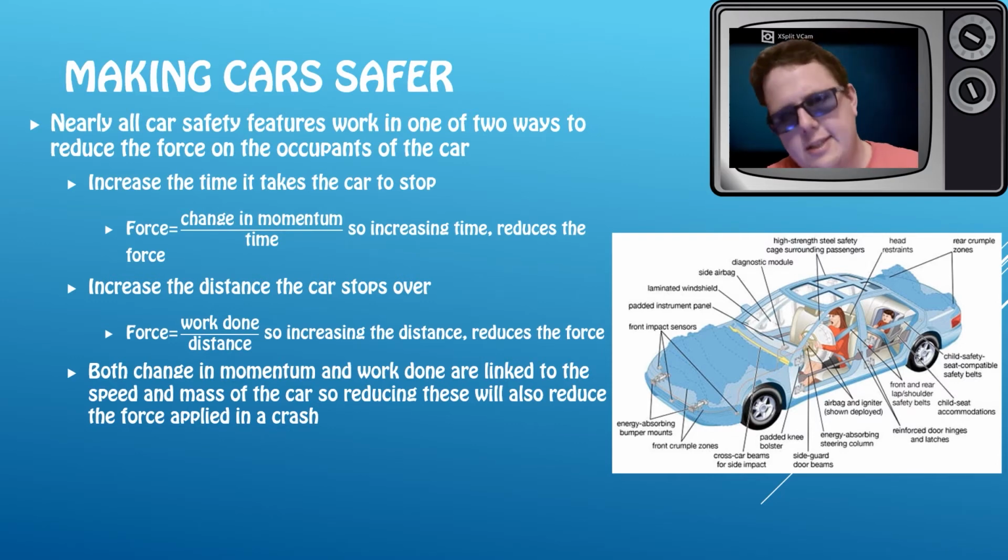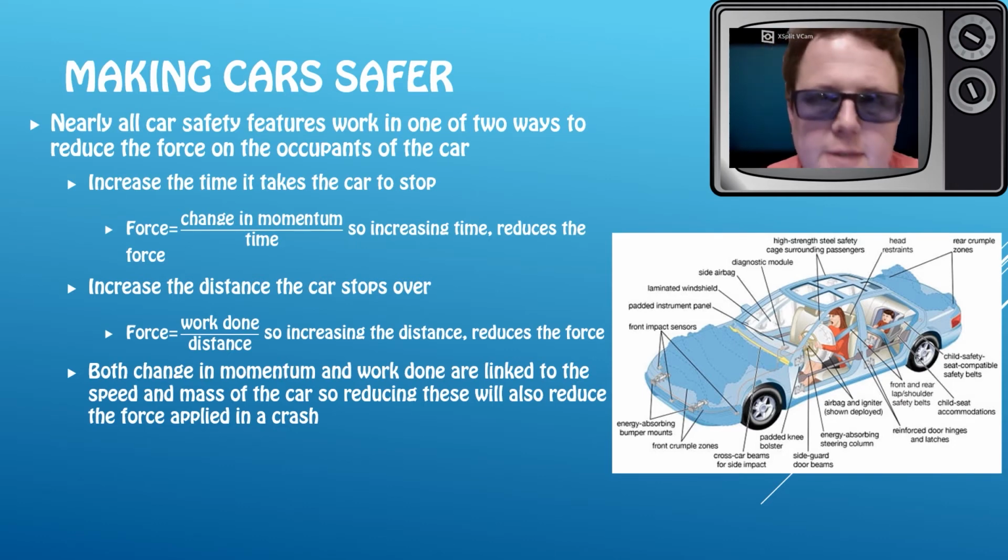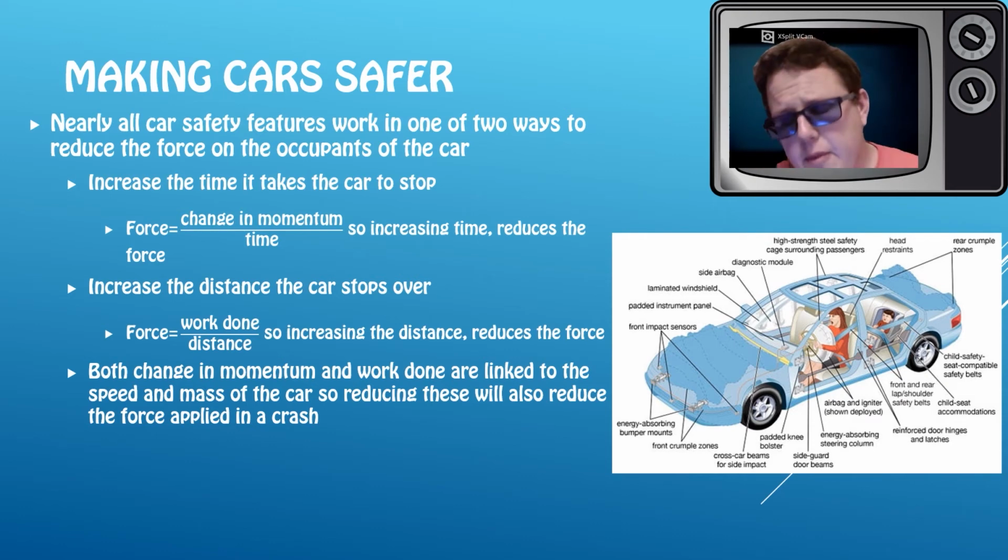Now, why does time matter? Well, if you're doing separate science, this is the one for you, because we'll talk about momentum. Basically, we come across this equation that force is change in momentum divided by time. Change in momentum is going to be your mass times your change in speed. So yes, you can make a car safer by making it go slower. Definitely, that's true. But if we assume that the speed is fixed, if we increase the time, dividing by a bigger number means that we reduce the force. So by taking a longer time to stop, we get less force, and it's the force that's actually going to do damage to us in a car.